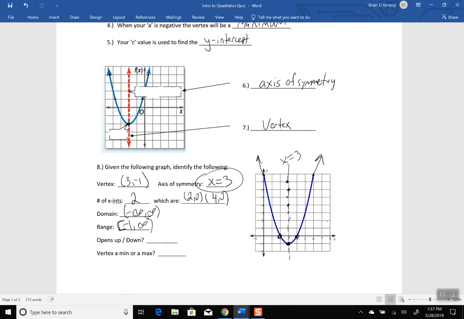It opens up because the arrows open up. And the vertex is a minimum. It's the smallest point on your graph. That's your vertex right there.